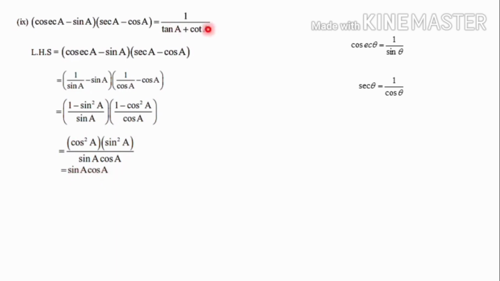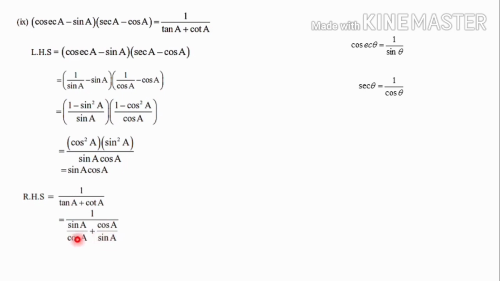Then we will take the right hand side, that is RHS is equal to 1 by (tan a plus cot a). Here our left hand side we simplified and kept in sin and cos. So right hand side also we have to change everything into sin and cos. We already learned tan in terms of sin and cos, that is sin a by cos a, and cot in terms of sin and cos is cos a by sin a. Let's substitute it. 1 divided by tan a, that is sin a by cos a. Cot a formula is cos a by sin a.